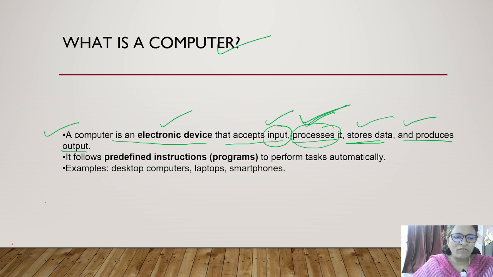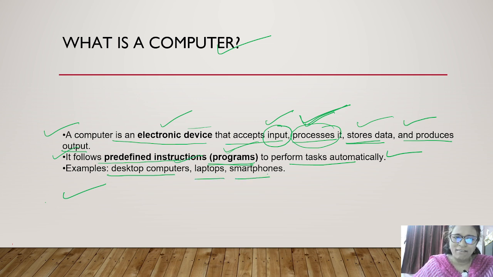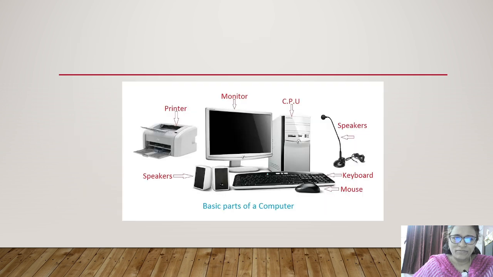How will a computer do all these things? Because it follows some predefined instructions that are called programs. For everything we will write some programs, and the computer will read the programs and do it. For example, we have different types of computers like desktop computers, laptops, smartphones. I hope you understand the definition of computer.